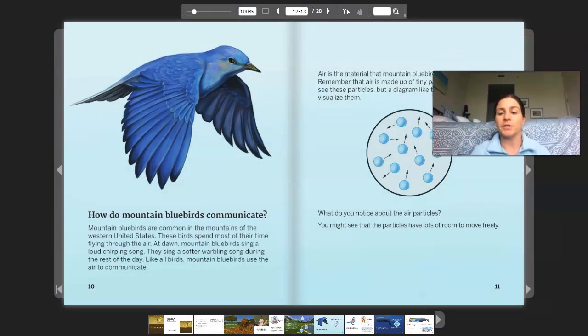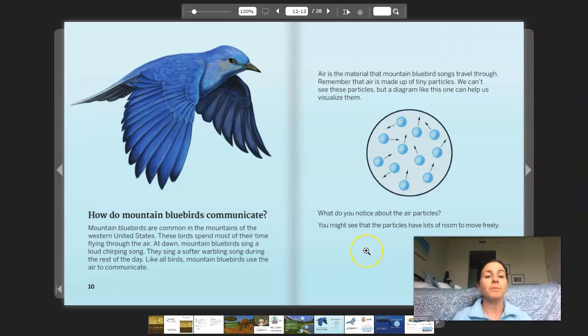How do mountain bluebirds communicate? Mountain bluebirds are common in the mountains of the western United States. These birds spend most of their time flying through the air. At dawn, mountain bluebirds sing a loud chirping song. They sing a softer warbling song during the rest of the day.